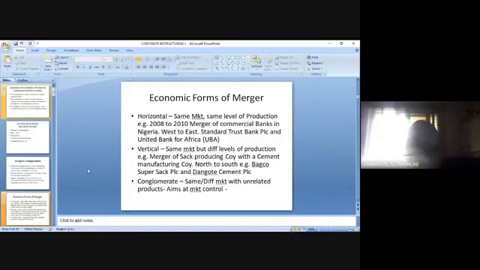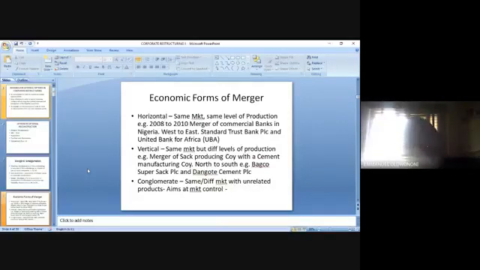A vertical merger is always from the north to the south, and then on the other side of vertical merger we have the horizontal merger. Horizontal merger is an economic form of merger in the same market and at the same level of production. Don't forget, in vertical merger, we said same market, but not the same level of production. In other words, in the example I gave you, there is production of the cement before you come to the level of packaging the cement.